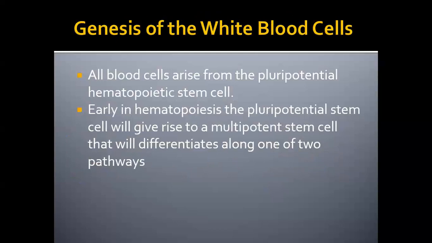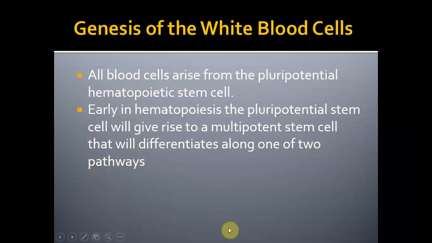Now we come to the genesis of the white blood cells. From where are the white blood cells generated? As we said in the first lectures, if you remember, from the first week, generation of all types of blood cell elements, whether they are red blood cells, white blood cells, or platelets, they are all generated from the pluripotential hemopoietic stem cells residing inside the bone marrow.